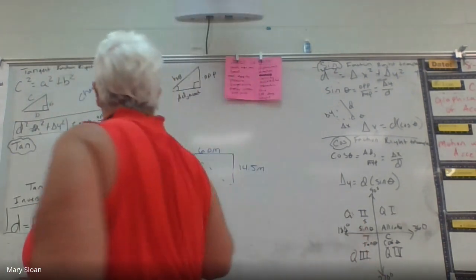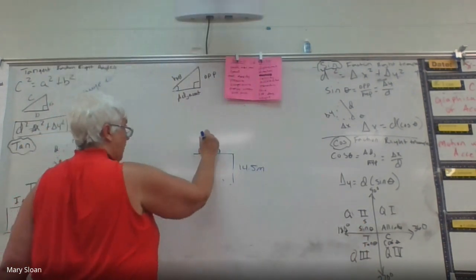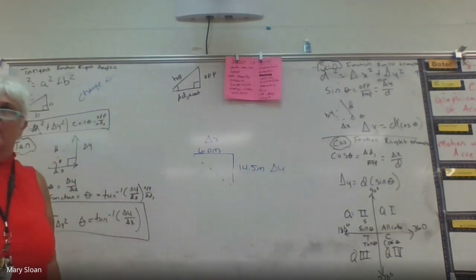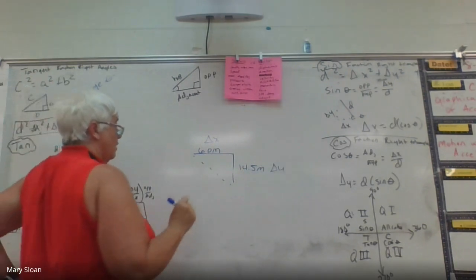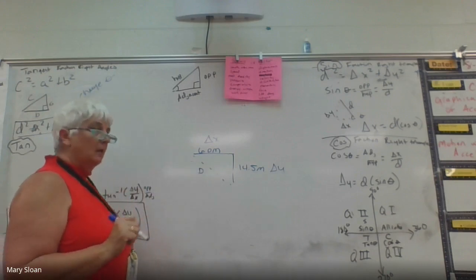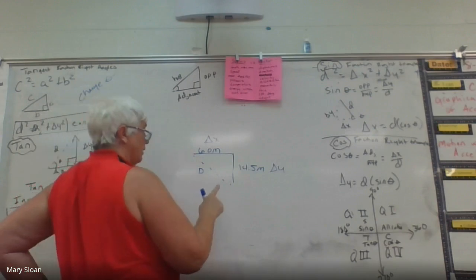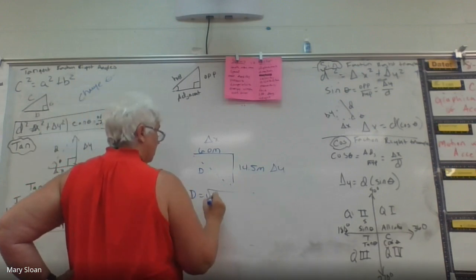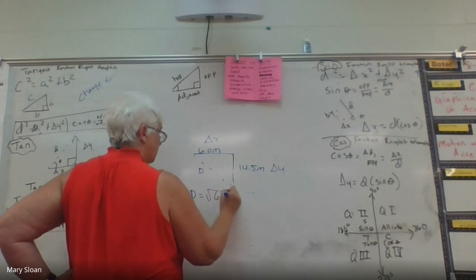So what's my change in X? I'm going to say my change in X is here. My change in Y is here. Is everybody good so far? Okay. So if I'm looking for D, right? To find D, what am I going to do? The square root of 6 squared plus 14.5 squared.